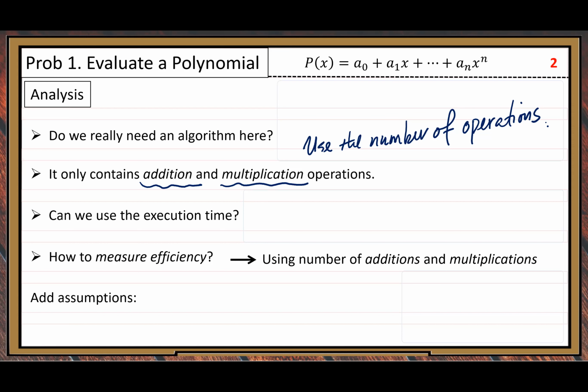We need some special assumptions. We make some assumptions so that under these assumptions, we can integrate additions and multiplications in a fair way. That's our goal. So what kind of assumption do I make here? Let's assume each addition takes 1 unit of time. Time unit, a certain amount of time. Just 1 unit.